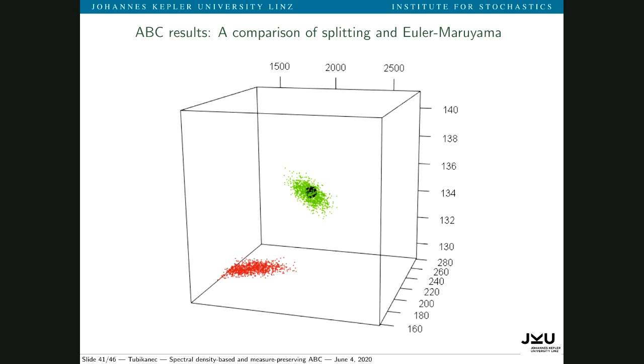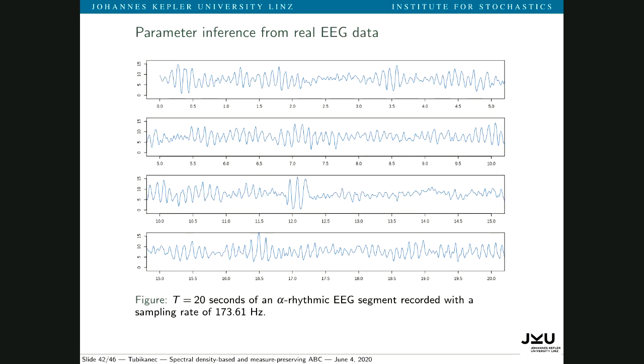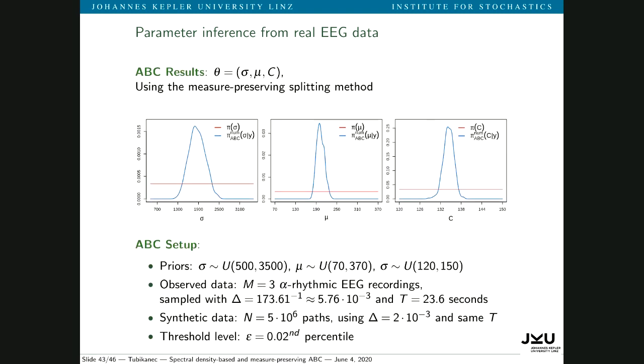Okay, and then finally, we also applied the algorithm to real EEG data of such type. And what we get are again, so we see that the uniform prior distribution again nicely updates to unimodal shaped posterior densities. And this is basically what we were hoping for. Okay, so I'm approaching an end.